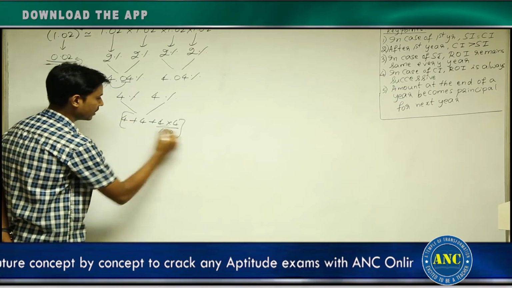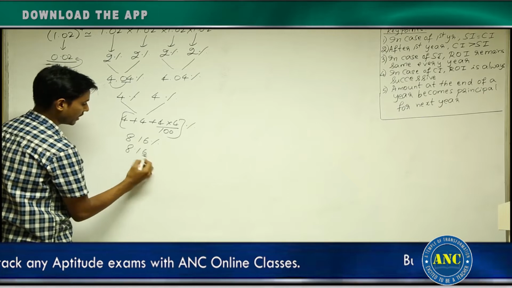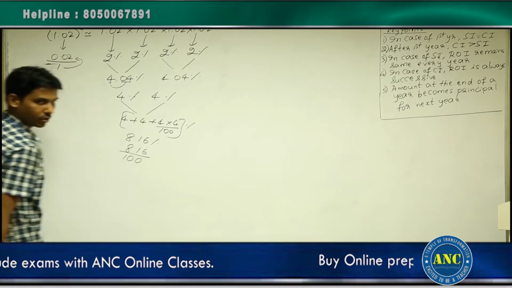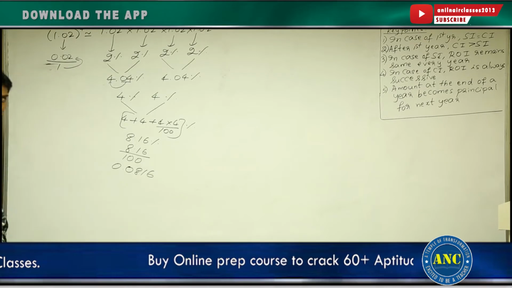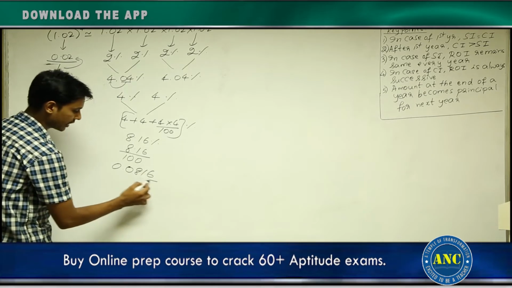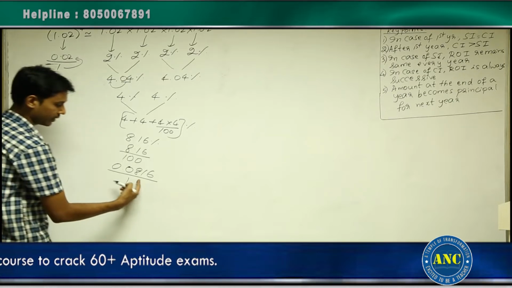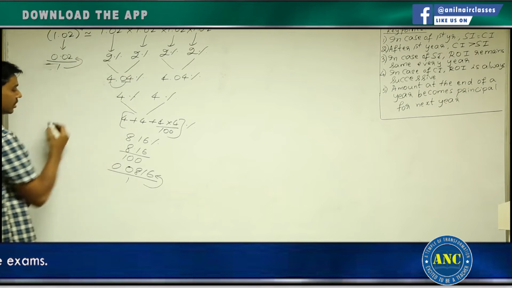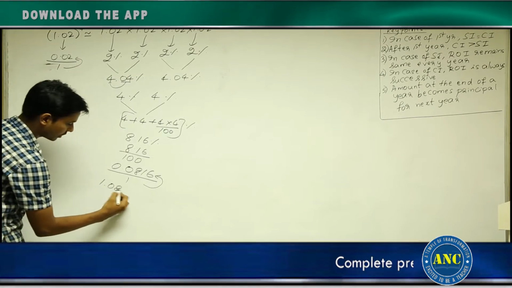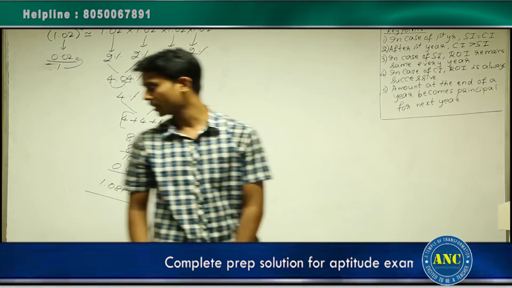How much is it? 8.16%. 8.16% is 8.16 by 100. What is 8.16 by 100? 0.0816. I can also write 0.0816 as 0.0816 by 1. That means upon 1, there is an increase of 0.0816. Your answer is approximately 1.0816. Okay? Listen to this carefully.